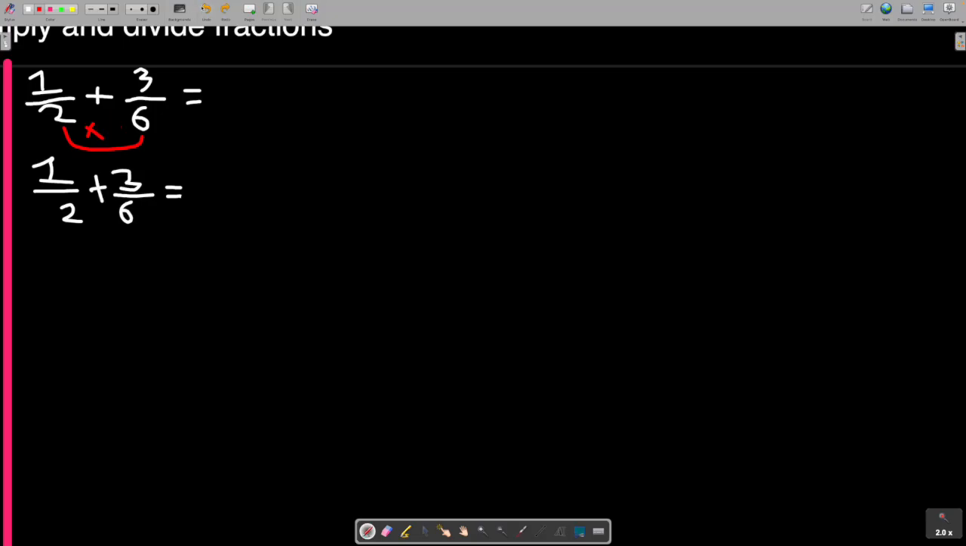So let's multiply the whole first fraction, 1 over 2, by 3. So 1 times 3 is 3, and then 2 times 3 is 6. And then the second fraction, just leave it. So now we have 3 over 6 plus 3 over 6, and then add the numerators, we'll have 6 over 6. You can divide those. 6 over 6 is equal to 1, so the answer is just 1. And 6 over 6 also works, but 1 is a more simplified answer, so that's more correct.